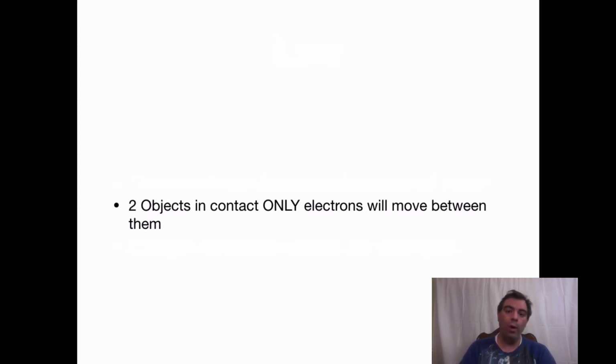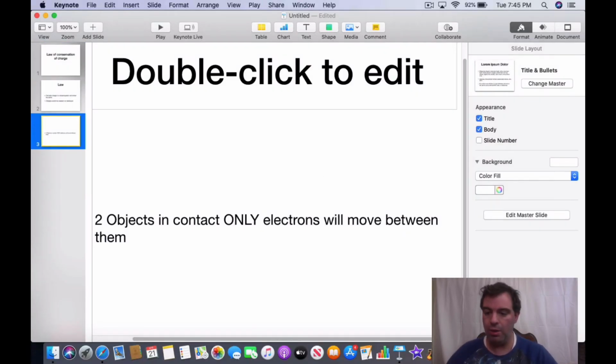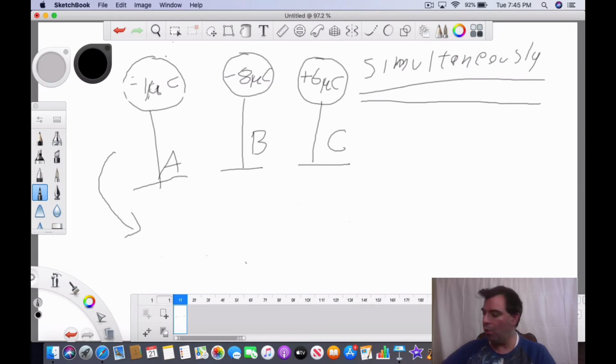Now, when we have charging by conduction, we have two different ways by which we can actually charge an object. We can either charge them simultaneously or we can charge them consecutively. So let's check this out. We're going to go into my sketchbook, and over here we have three spheres, three objects, and we are going to first charge them simultaneously. The first one has -1 microcoulombs, the second one has -8 microcoulombs, and the third one has +6 microcoulombs. Simultaneously means we bring A, B, and C into contact together at the same time.